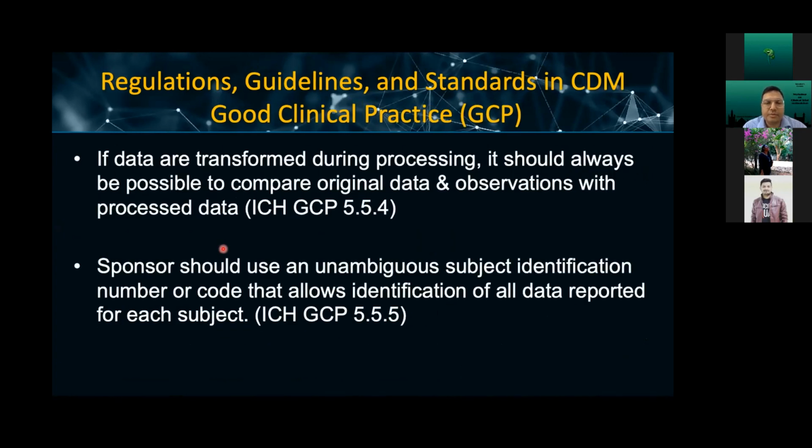If the data are to be transformed during the process, it should always be possible to compare the original data and observations with the preceding data. That means if there are any changes, we should always have the original data so that we can compare it with the previous data. And the sponsor should use an unambiguous subject identity number, or there should be a coding system that allows the identification of all data reported for each subject. So a unique ID number is allocated for all the individual subjects.